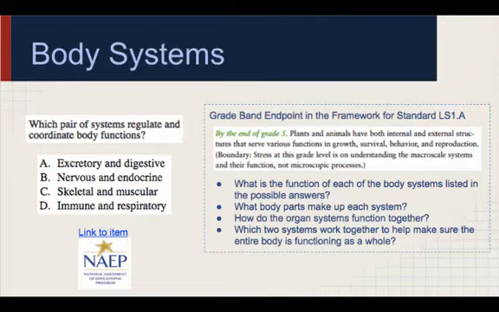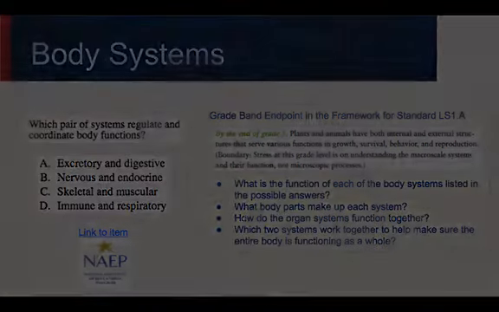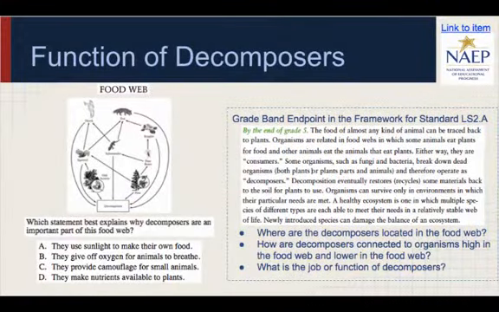What would happen if a function was not carried out correctly? Which statement best explains why decomposers are an important part of this food web? A. They use sunlight to make their own food. B. They give off oxygen for animals to breathe. C. They provide camouflage for small animals. Or D. They make nutrients available to plants.